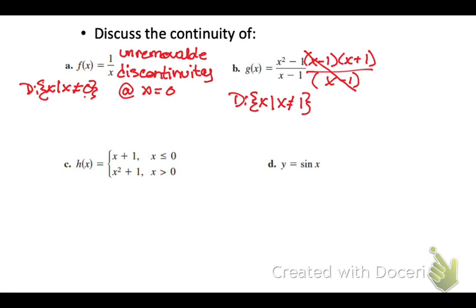So this is a removable discontinuity at x equals 1. Because you see how I removed it? Like we reduced it, I removed it. See what I'm getting at?